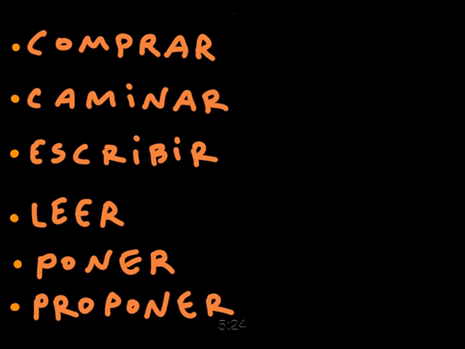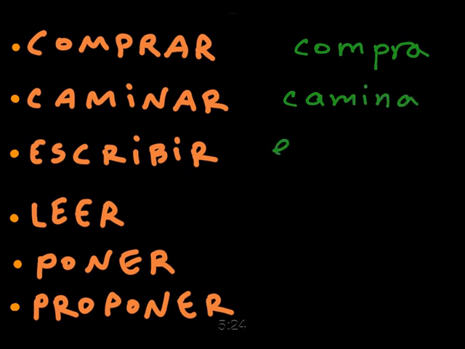You can create commands for tú. Comprar will be compra. Caminar will be camina. Easy. Escribir will be escribe. Leer will be lee. Poner will be pon, as you have seen in the irregular verb table.